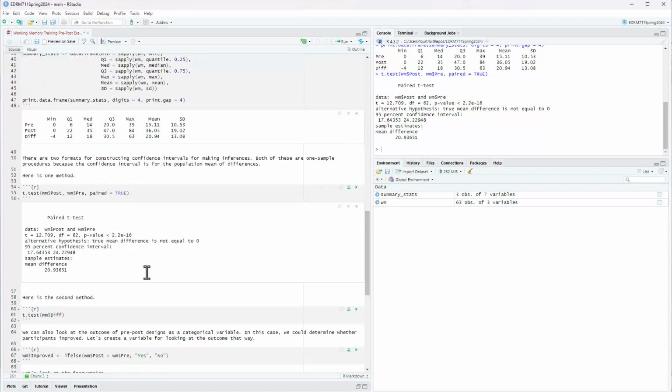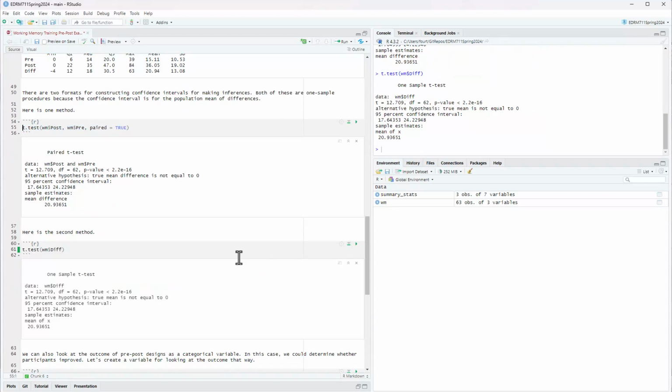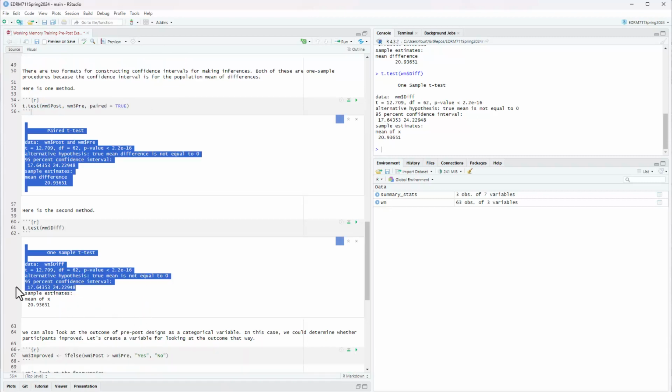Now, if you didn't make the difference scores by hand, this is the method you would use right here. But since I did make them by hand, I can run the t-test on the one sample of difference scores. This makes it very obvious that this is a one sample test. This one here, it would be easy to be confused and think that it's a two sample test, except that the post minus pre is what's being done when we pair them. Notice the results are identical.